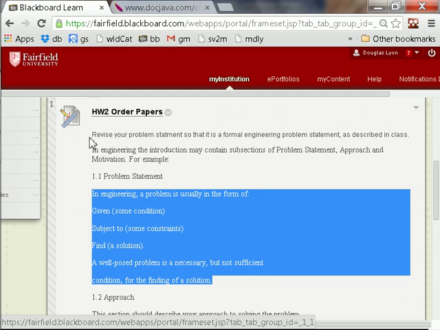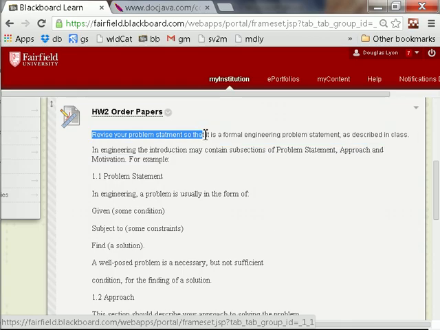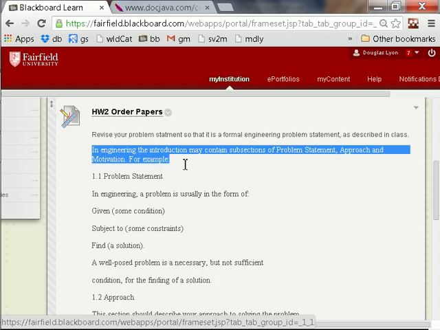Well, what it says here is revise your problem statement so that it is a formal engineering problem statement as described in class. And then I write in engineering, an introduction may contain subsections of problem statement, approach, and motivation. But you're not going to write the introduction. You're going to write the problem statement. All I wanted for homework 2 was to have a proper formal problem statement. The other things, which we're going to get to for our next homework assignment, include items like your approach to solving the problem.